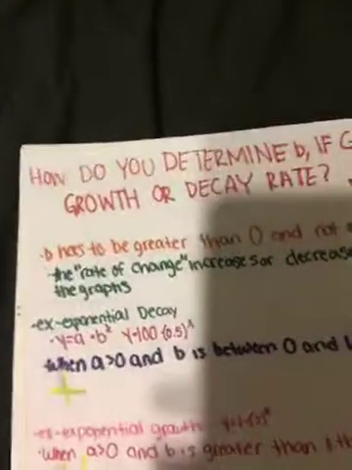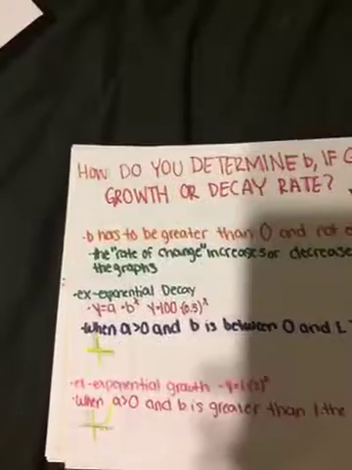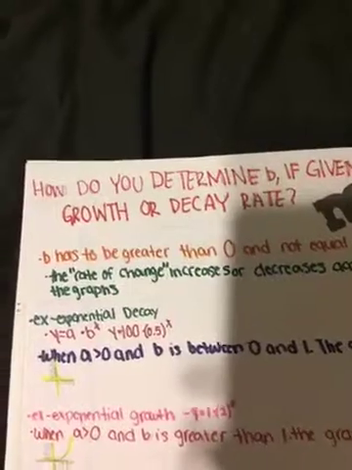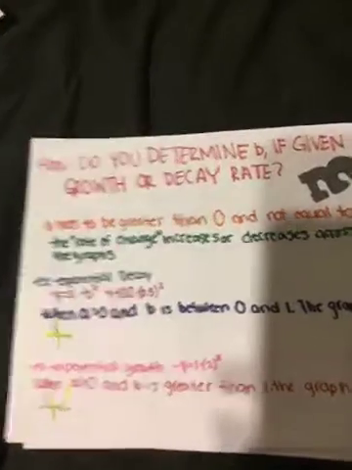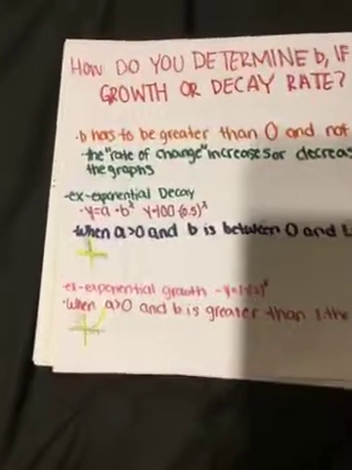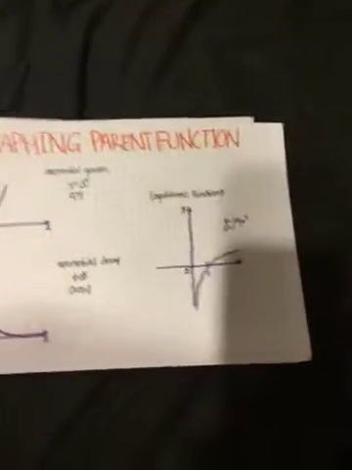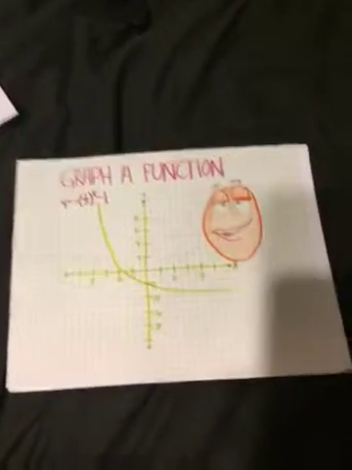As given in the example shown below, y equals a times b to the x, plugging in the variables 100 and 0.5. This would be an example of exponential decay. And the one shown farther below is exponential growth. These will be the basic graphing of parent functions, and this would be the main way to graph a function.